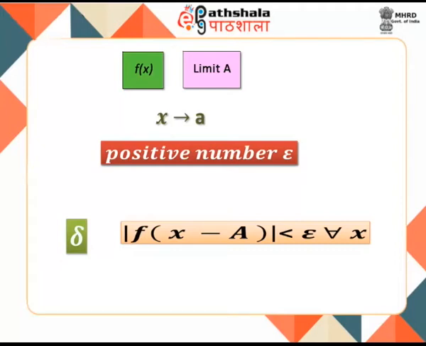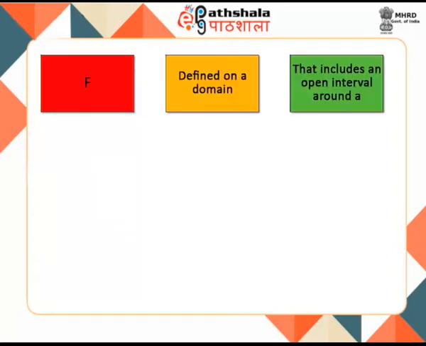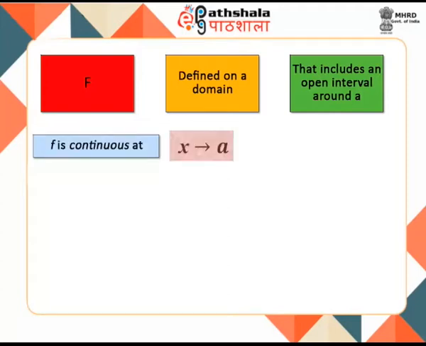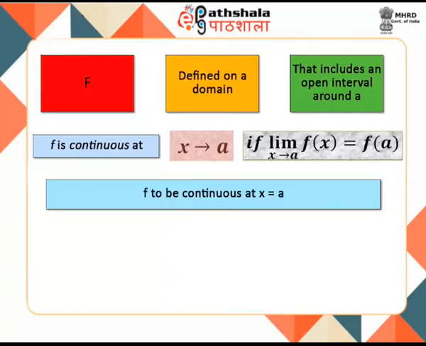Geometrically, a function is continuous if its graph is connected, that is, it has no breaks. On the other hand, if the graph makes one or more jumps, it is said to be discontinuous. Definition of a continuous function: let f be defined on a domain that includes an open interval around a, then f is continuous at x equal to a provided that f(x) tends to f(a) as x tends to a. f is continuous at a if limit of f(x) is equal to f(a). Hence, we see that in order for f to be continuous at x equal to a, the following three conditions must be fulfilled.